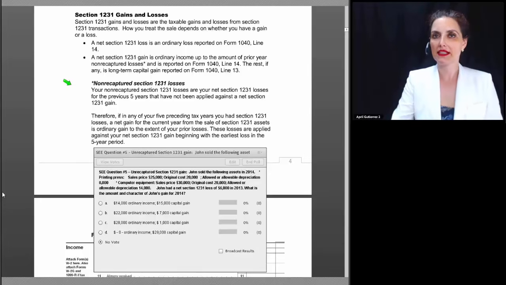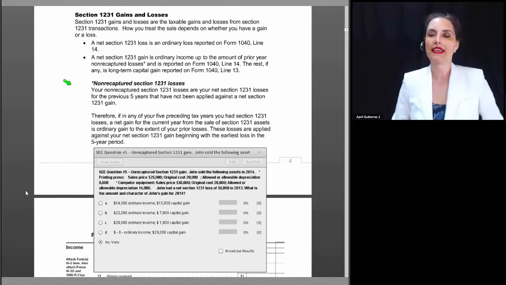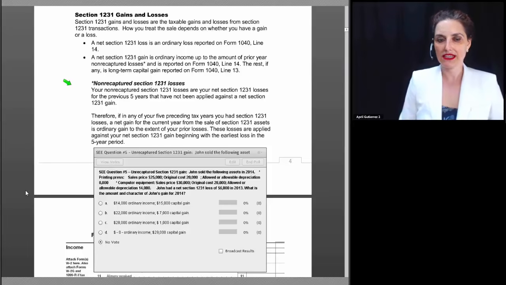John sold the following assets in 2014. A printing press with a sales price of $25,000 and an original cost of $20,000. Also, allowed or allowable depreciation on it was $8,000. He also sold computer equipment with a sales price of $30,000, an original cost of $28,000, and allowed or allowable depreciation was $14,000. John had a net Section 1231 loss of $6,000 in 2013. What is the amount and character of his gain for 2014? I'll give you about 5 minutes to think on this, and then we're going to go over the answer.